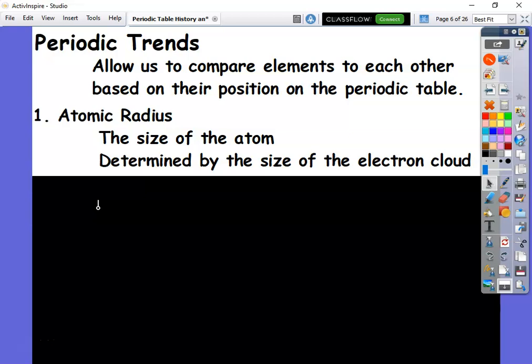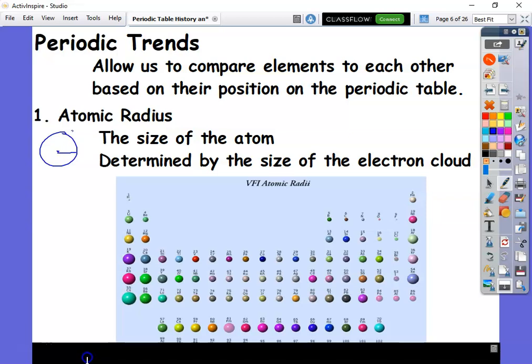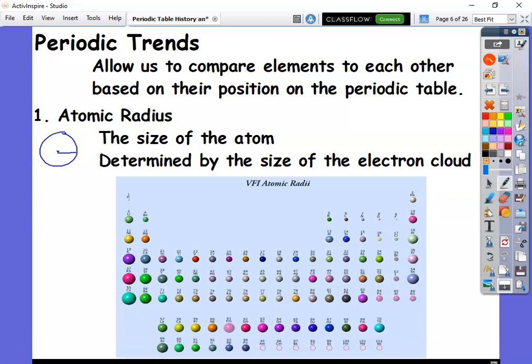As you know, the radius of something circular or spherical is a measure from the center of that circle or sphere to the outer edge. So when we talk about atomic radius, basically we're talking about the size of the atom, because atoms are roughly spherical. And the size of our atoms is determined by the size of the electron cloud. In the next few slides I'm going to explain why the electron clouds of atoms are different sizes. And it will, of course, have to do with the electrons themselves.